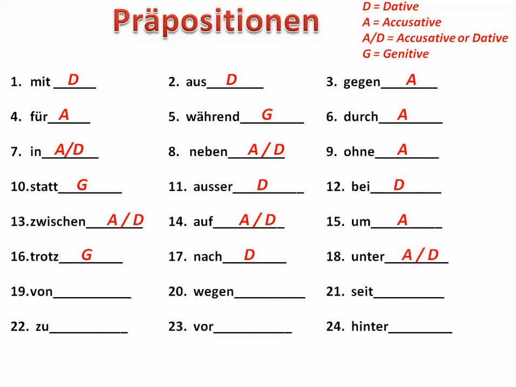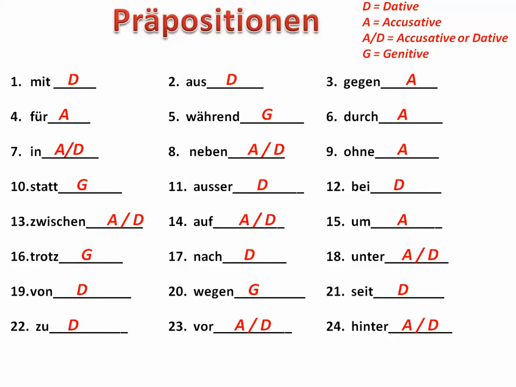Unter, a two-way preposition that means under. Von, a dative preposition, means from or of the. Wegen, because of, genitive preposition. Seit, since, dative preposition. Zu, to, dative preposition. Vor, in front of, two-way preposition.